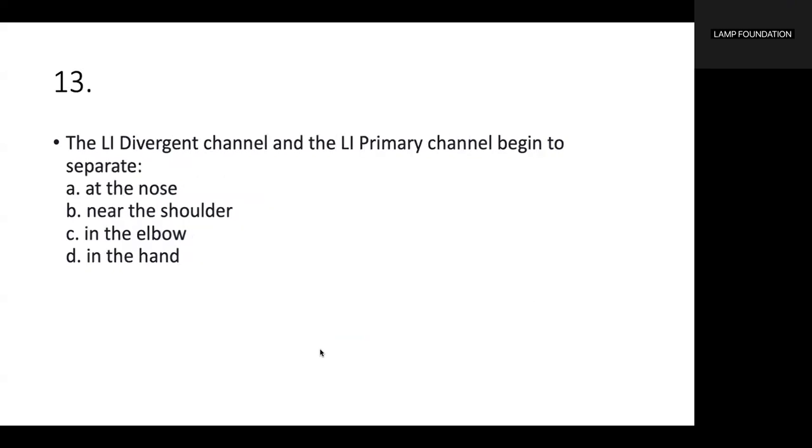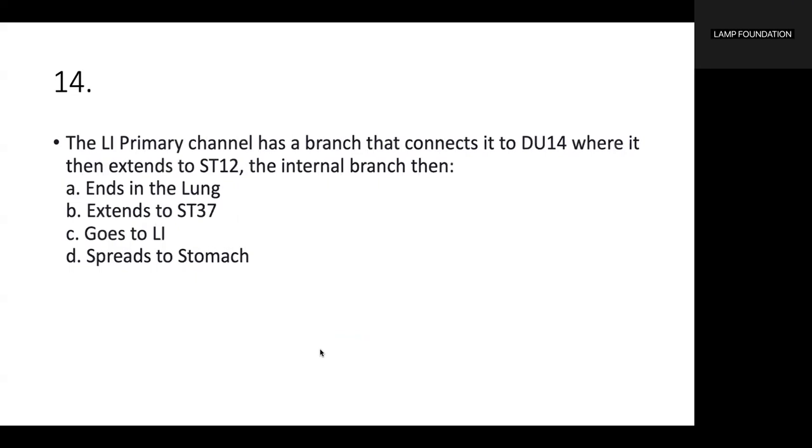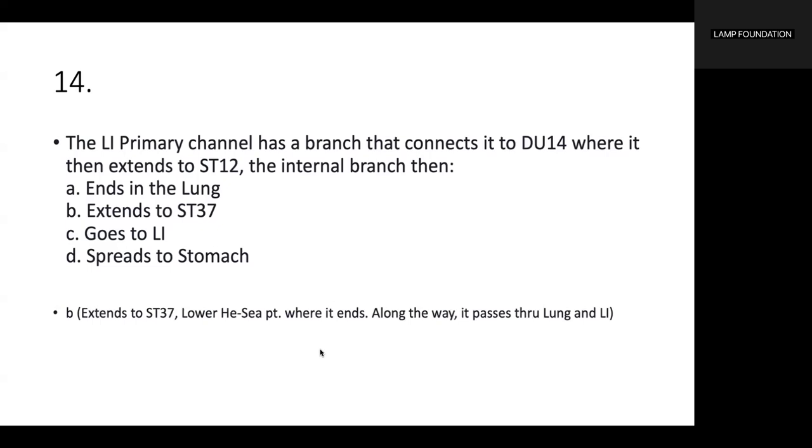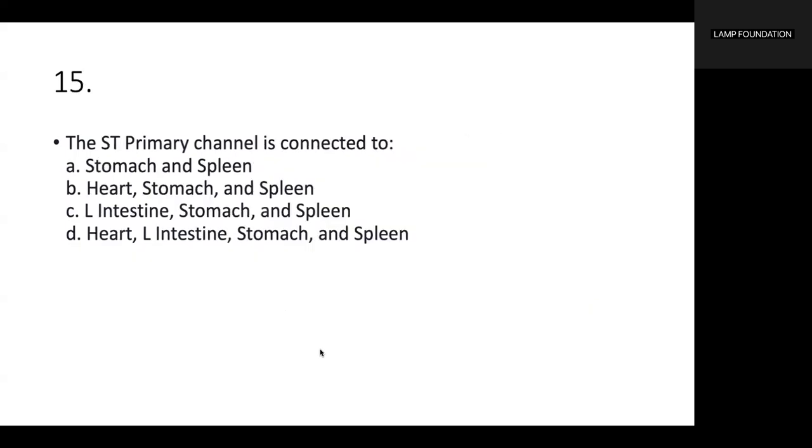Next. The LI divergent channel and the LI primary channel begin to separate where? Letter D, in the hand. The LI primary channel has a branch that connects it to DU14, where it then extends to stomach 12, the internal branch, and then what happens? Letter B, it extends to stomach 37. If you remember that stomach 37 is the lower He-Sea point where it ends, no? Along the way, it passes through the lung and large intestine. Where is the stomach primary channel connected to?